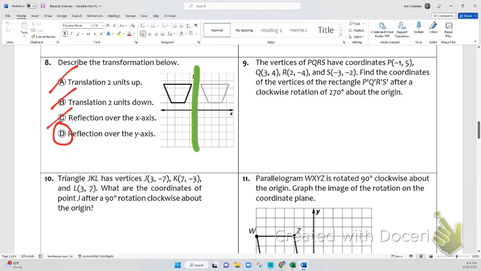And then for number 9, it says the vertices of PQRS are listed. Find the coordinates of the vertices if it has a clockwise rotation of 270 degrees. So I'm getting this straight from my notes, the notes that I gave you guys. So if you look at your notes that I gave you, I believe this is 8-3, part 1, if I'm not mistaken.